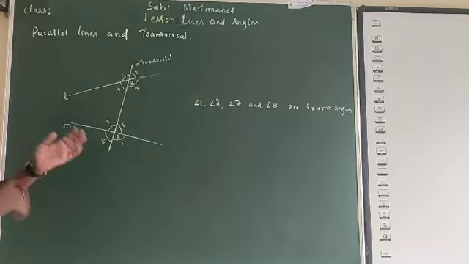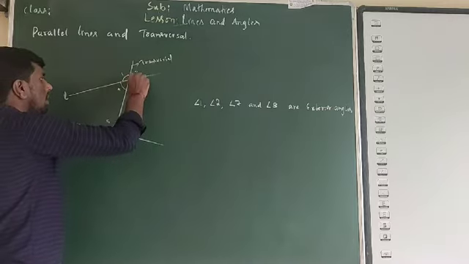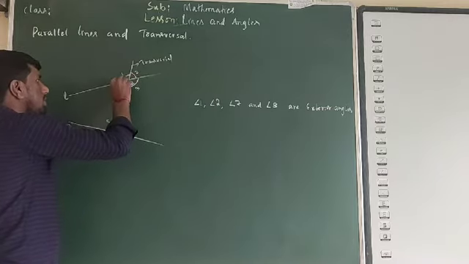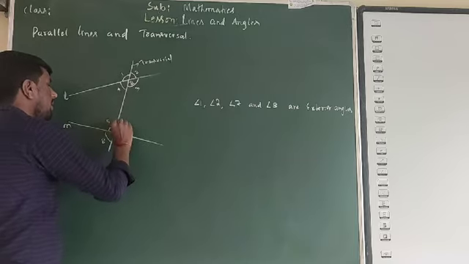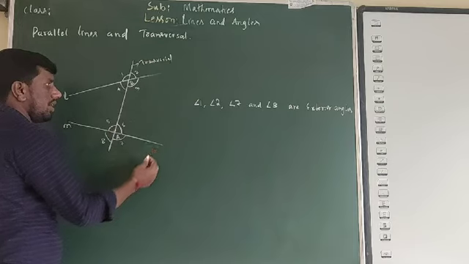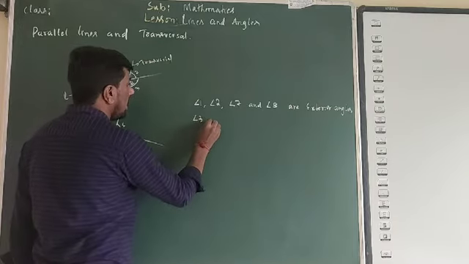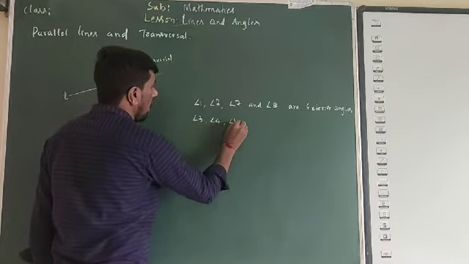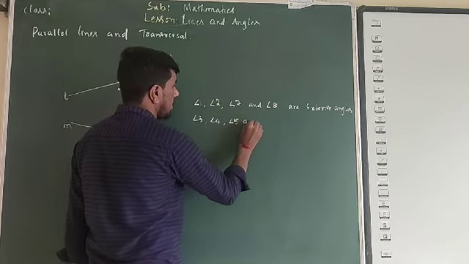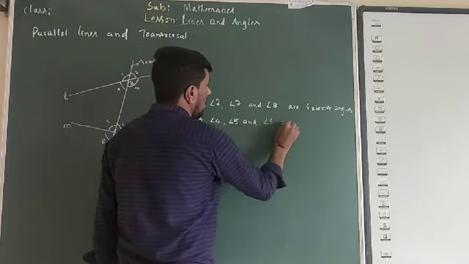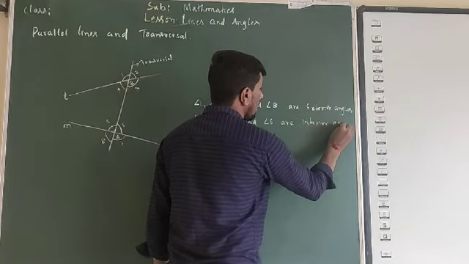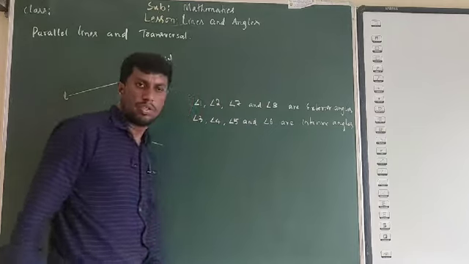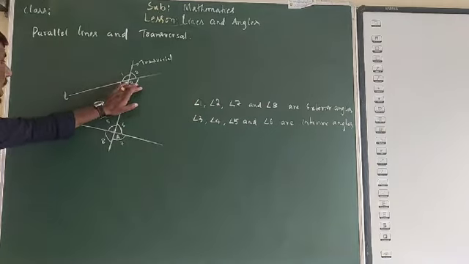Then what are the interior angles? Look at this: angle 3 is interior, inside. This angle 4 is also inside, interior. Angle 5 is inside, interior. Angle 6 is inside, interior. So angle 3, angle 4, angle 5, and angle 6 are interior angles. These four angles are interior angles.